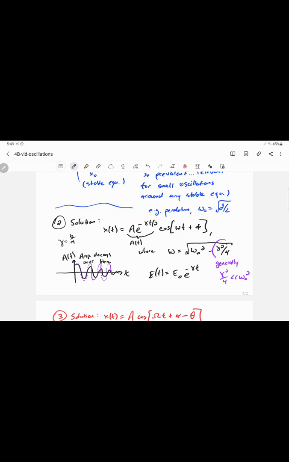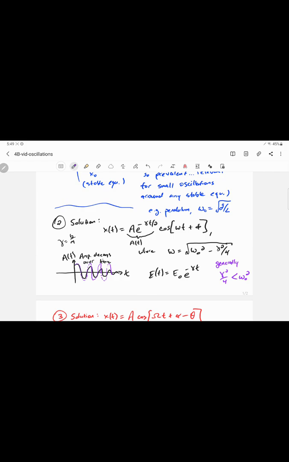So if that's the case, this is a small correction. And as long as this quantity is smaller than this quantity, you have underdamped oscillations, which means that the system does actually oscillate. Even though the amplitude decays over time, you have oscillations. If this is not true, so generally this is less than this, if these are equal, or if this term is greater than the omega naught squared, then you would have critically damped or overdamped motion, in which case this thing doesn't oscillate at all. It just kind of decays exponentially over time.